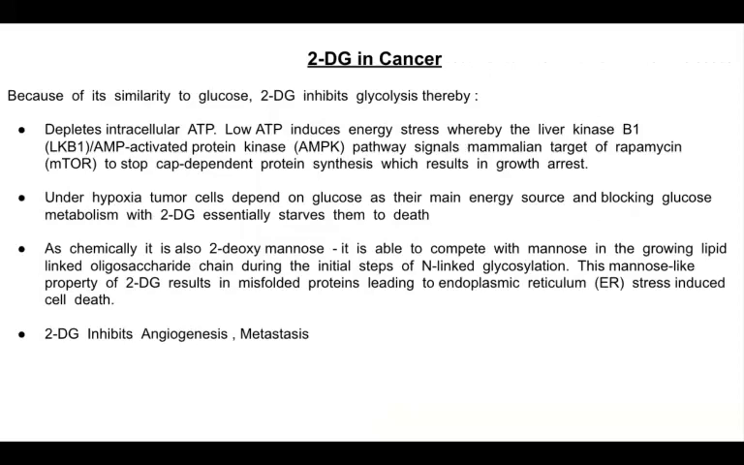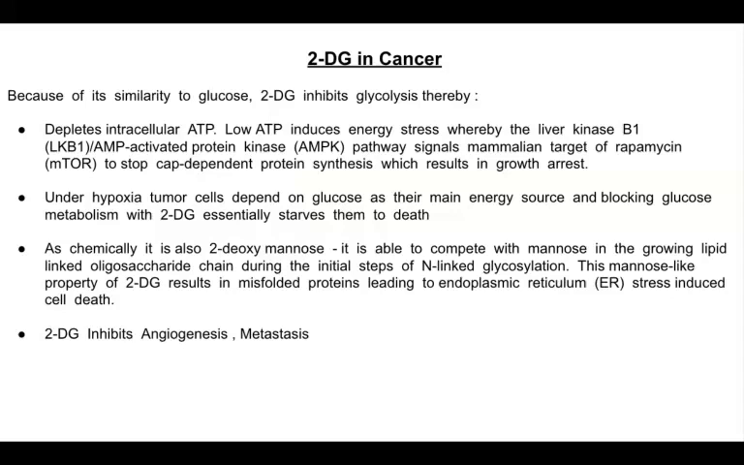How does 2-DG come into play? Because of its similarity to glucose, administration of 2-DG would block this glycolytic pathway altogether and block the production of ATP, because these tumor cells depend on glucose as their main energy source, and it essentially starves the cell to death. It depletes the intracellular ATP. The low ATP induces energy stress, which activates various protein kinases and mTOR, and this stops cap-dependent protein synthesis and results in growth arrest.